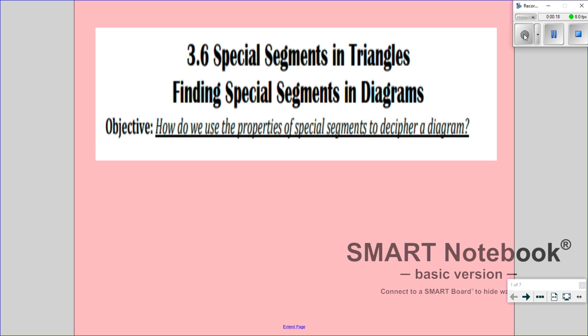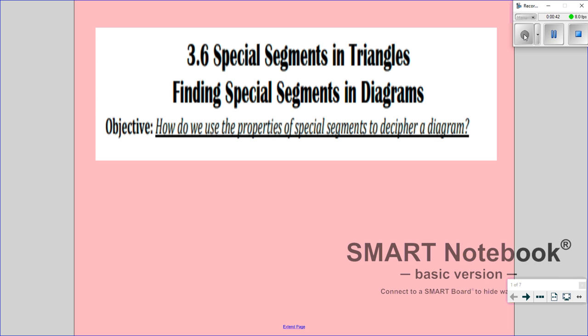So during your synchronous and asynchronous days, you were learning about special segments, identifying them, and applying them to find certain variables in the diagrams. Plus, with the diagrams, they told you what was what, so you were able to figure out based on the properties how to set up the equation to solve for the unknown variable.